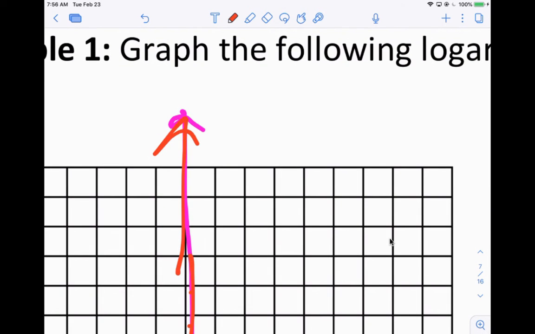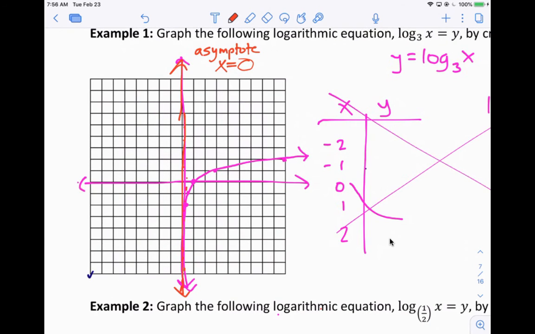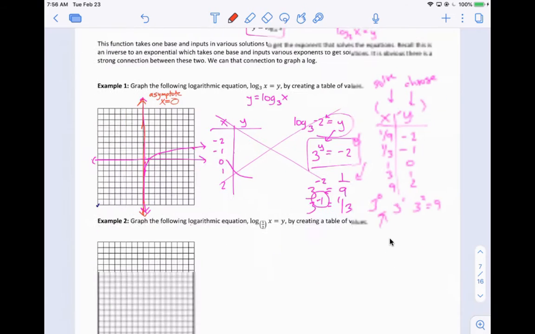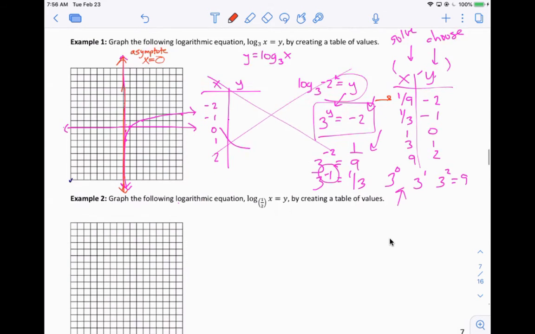The same thing happens with exponentials, but we call those asymptotes. In this case, x equals 0. Now, why are you saying x equals 0, Ms. K? That's the y-axis. Remember, this is where x equals 0. It's getting closer and closer to x being 0, right? 1/9 is a very small number. It's getting closer to that, but it's never actually going to touch x equals 0. Cool. Let's do another one.